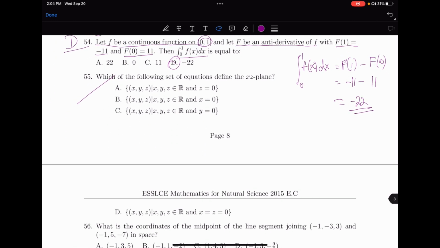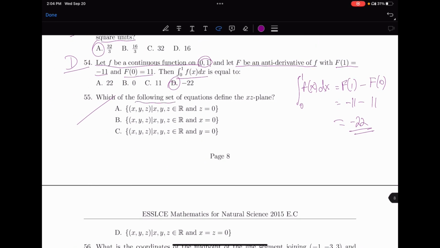Question 55: which of the following set of equations defines the xz plane? The xz plane. Let's consider this to be R3. This is x, this is y, this is z.